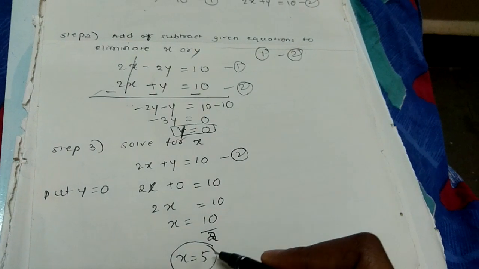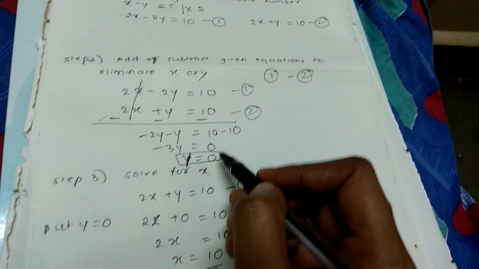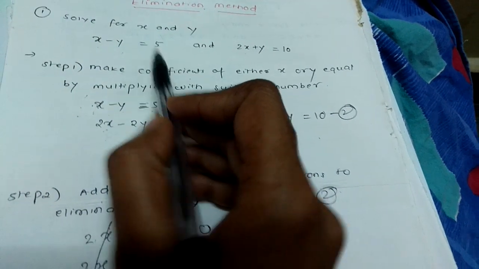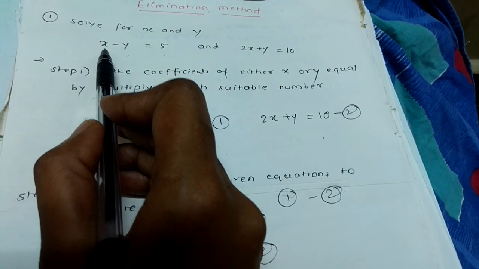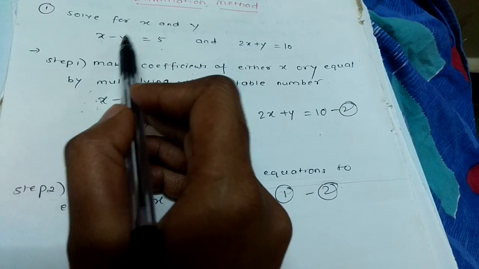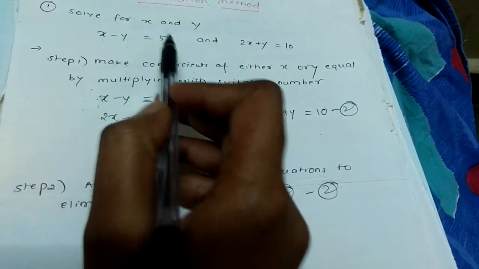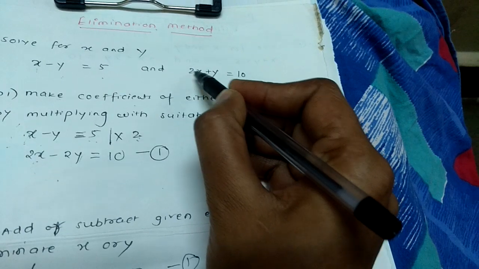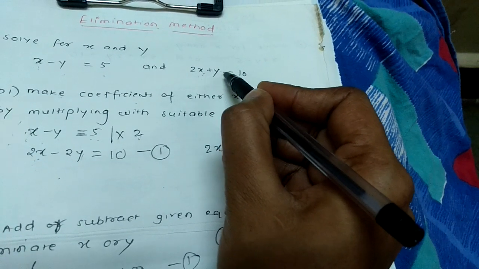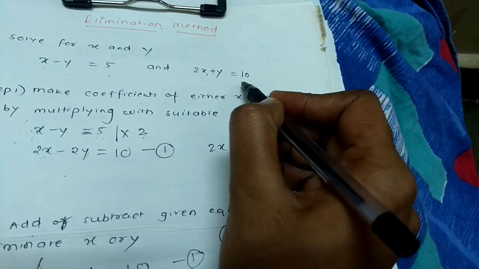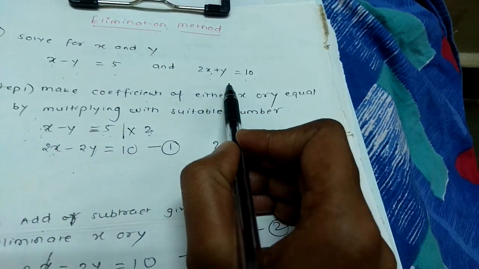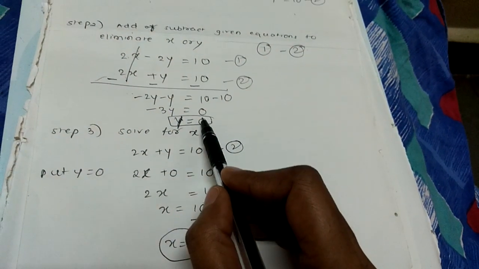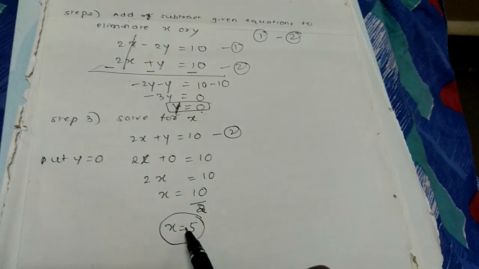If you put the value of x as 5 and y as 0 in this equation, see here, x is 5 and y is 0. 5 minus 0 is 5. You can verify like this. Or here also, our x is 5. 5 twos are 10 and y is 0. So LHS and RHS are equal. Verification is done. So it means whatever values of x and y you have got from the elimination method, they are correct.